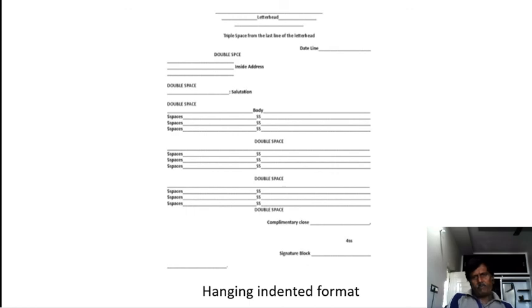Then we use double line spacing between one paragraph and another. Then the complimentary close and signature are written in the right side corner of the letter. It is another format of the business letters. Some business organizations follow this type of letter correspondence.